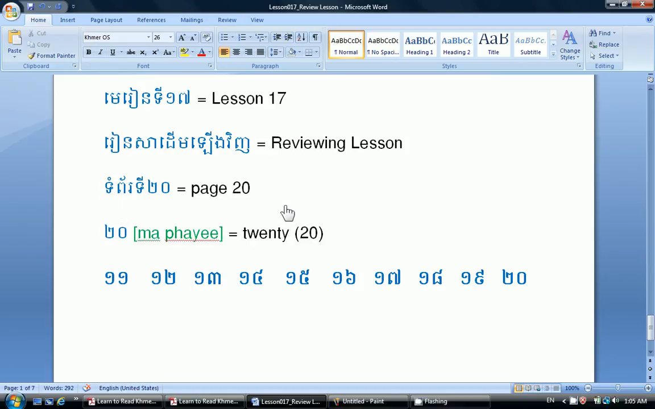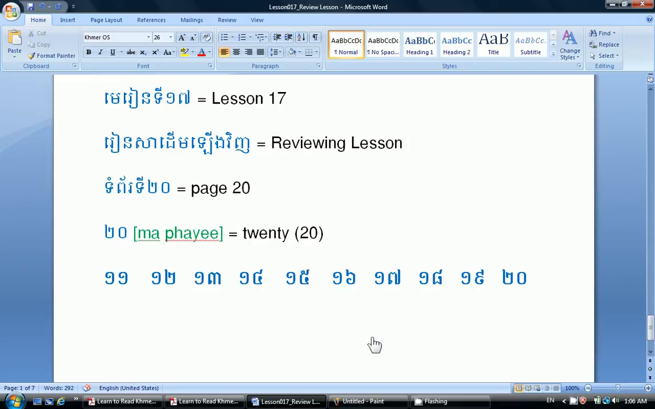We have also learned numbers through reading page number as well as lesson number through 20 now. So let's review our numbers from 11 through 20. Start from 11. Đập muối, đập pí, đập bấy, đập bốn, đập pram, đập pram muối, đập pram pí, đập pram bấy, đập pram bốn, mapai. Okay.